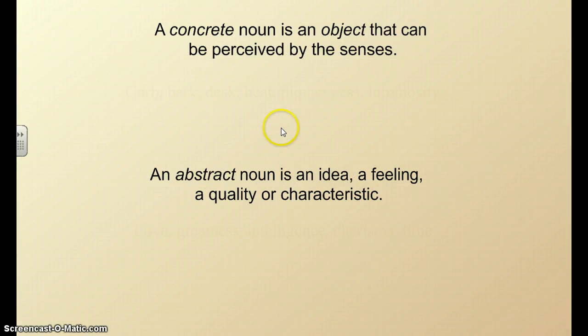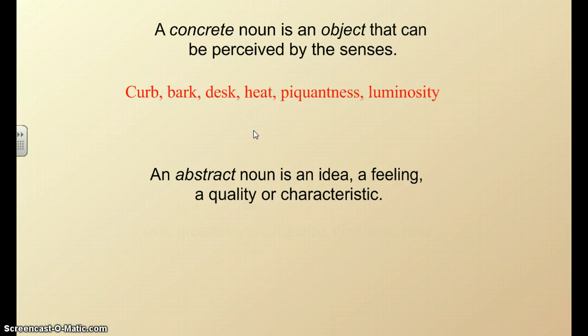Now, a concrete noun is an object that can be perceived by the 5 senses, so smell, taste, sight, sound, or feel. If you look at this curb, obviously it is the thing that you have to step off of to get into the street. Bark could be either bark on a tree, which can be seen, felt, or smelled, or bark like a dog, which you can hear. Desk, heat, obviously. Piquantness, that's spiciness like of food, and luminosity is how well something is lit. These are all perceptible by our senses.